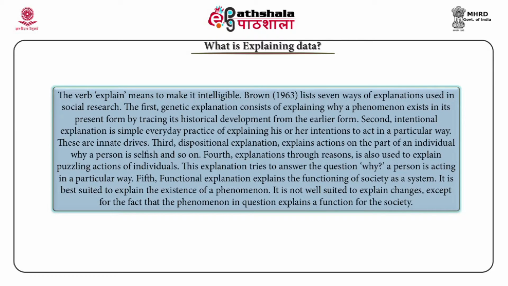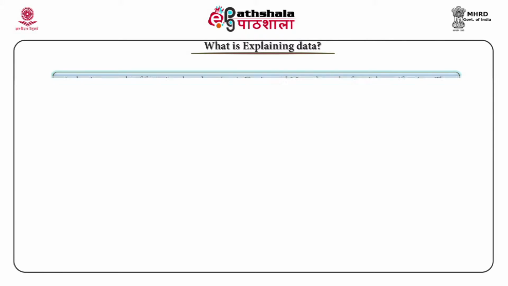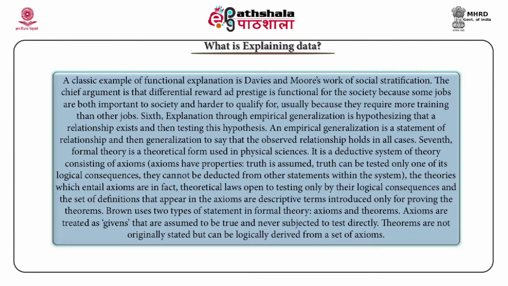Fourth, explanations through reasons is also used to explain puzzling actions of individuals. This explanation tries to answer the question why a person is acting in a particular way. Fifth, functional explanation explains the functioning of society as a system. It is best suited to explain the existence of a phenomenon. It is not well suited to explain changes except for the fact that the phenomenon in question explains a function for the society. Sixth, explanation through empirical generalization is hypothesizing that a relationship exists and then testing this hypothesis.